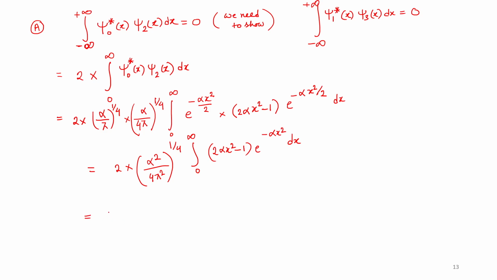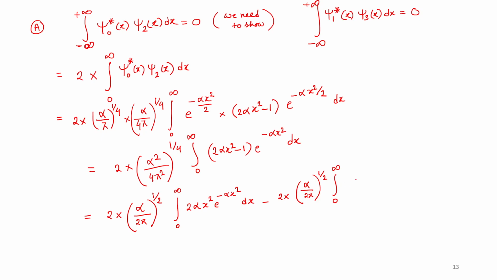which is nothing but again 2 into alpha by 2 pi to the power 1, 0 to infinity, 2 alpha x square e to the power minus alpha x square dx, and another part would be 2 into alpha by 2 pi to the power half, 0 to infinity, e to the power minus alpha x square dx.